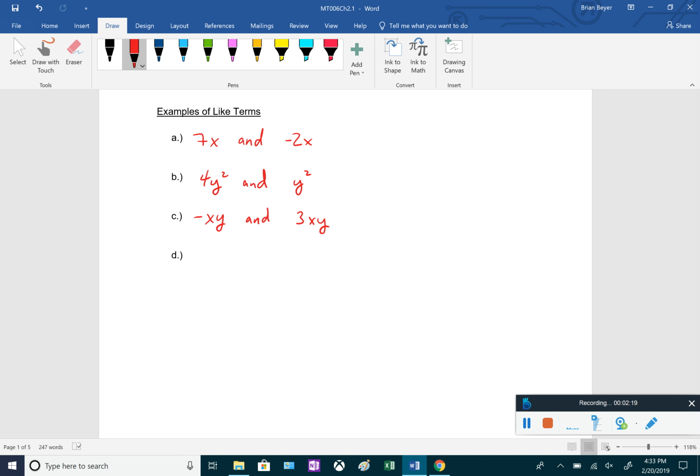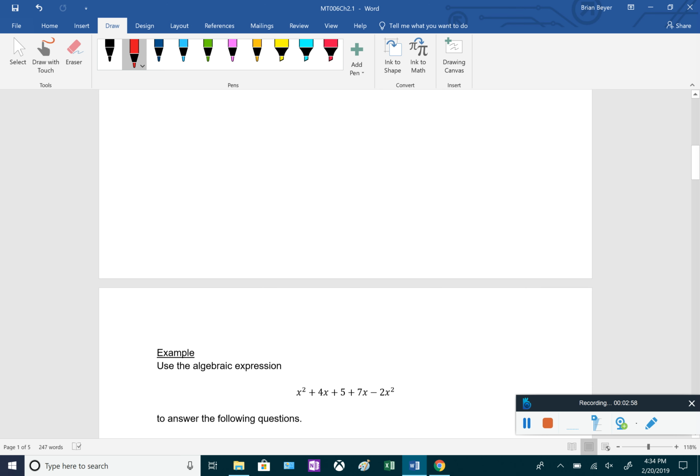And for the next one, obviously we can have more than two things be like terms, so I'll do this next one with more than just two. So let's say we have x squared y and negative 5x squared y, and I'll throw in a third one here, 10x squared y. So those are also like terms. All three of them have the same variable factors with the same exponents, x squared times y. Okay, so those are all examples of like terms.